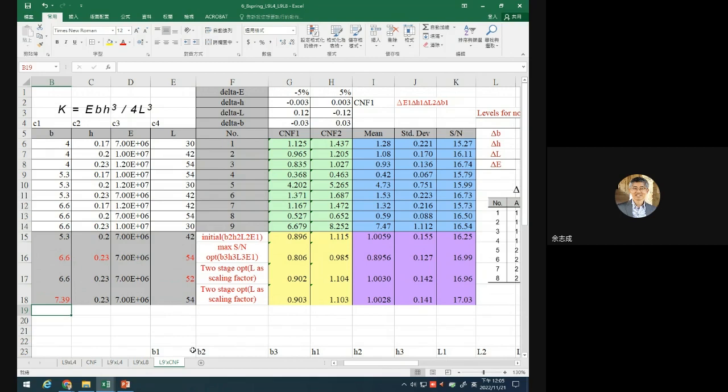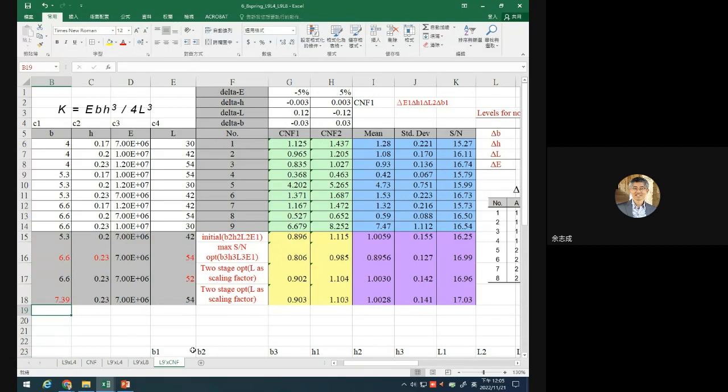Well, somebody might panic. Wow, what happened? I get two different designs. But let's look at the designs. Which is better? It depends on your problem. If you still remember, what is the design range for B? The design range for B is between 4 and 6.6. 7.39 is outside the range already, right?